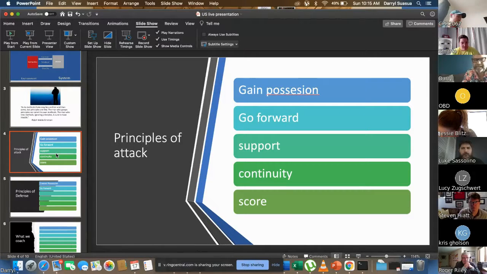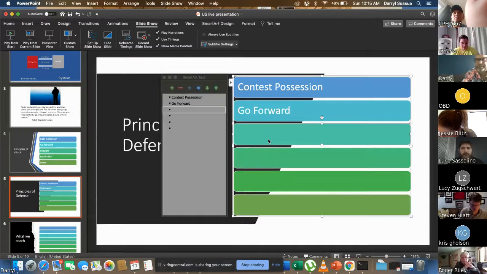Cool. So if we use gain line as a definition of go forward, so if I'm on attack, I'm looking across the gain line. If I'm on defense, I'm looking to try and stop the attack from getting that gain line. Okay, the third principle there on attack is support. So what I'm going to chuck in here, we need the defensive support as well.